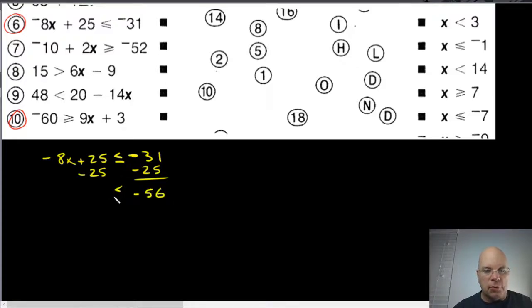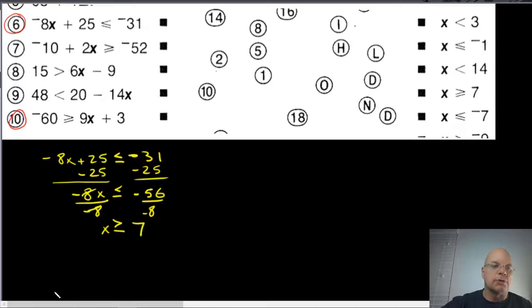I have not multiplied or divided by a negative, so I don't need to flip my inequality. But I'm about to, because I need to divide now by negative 8 on both sides of this inequality, which will give me 1x, which is what I want. But since I divided by a negative, I need to reverse this to greater than or equal to. And then negative 56 divided by negative 8, negative divided by negative is positive, and 56 divided by 8 is 7. So x is greater than or equal to 7.